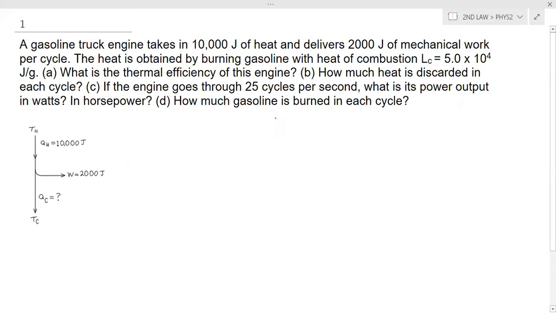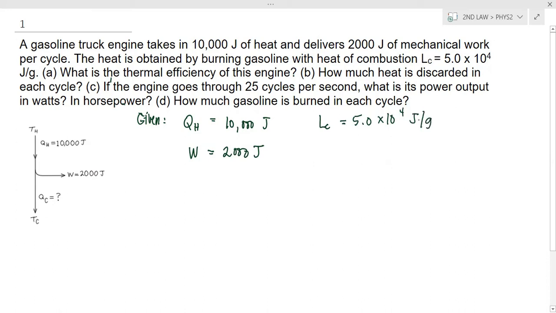To solve this problem, we will first write our given. We have QH, or the heat from our hot reservoir, that's 10,000 joules. And then our work, that's 2,000 joules. Our LC, or the heat of combustion, is 5.0 times 10 raised to 4 joules per gram. So for A, we are going to look for the thermal efficiency.